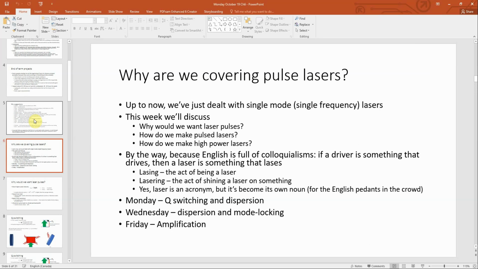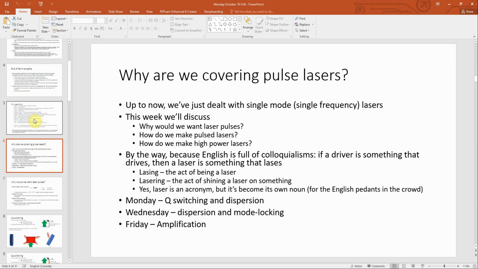So up to now, we've only been dealing with a single mode or a single frequency laser, right? Remember, when we discussed a mode within a cavity, that also meant the frequency of the laser. So this week we'll discuss why we want to have laser pulses, how we make laser pulses, and how we make high power lasers.